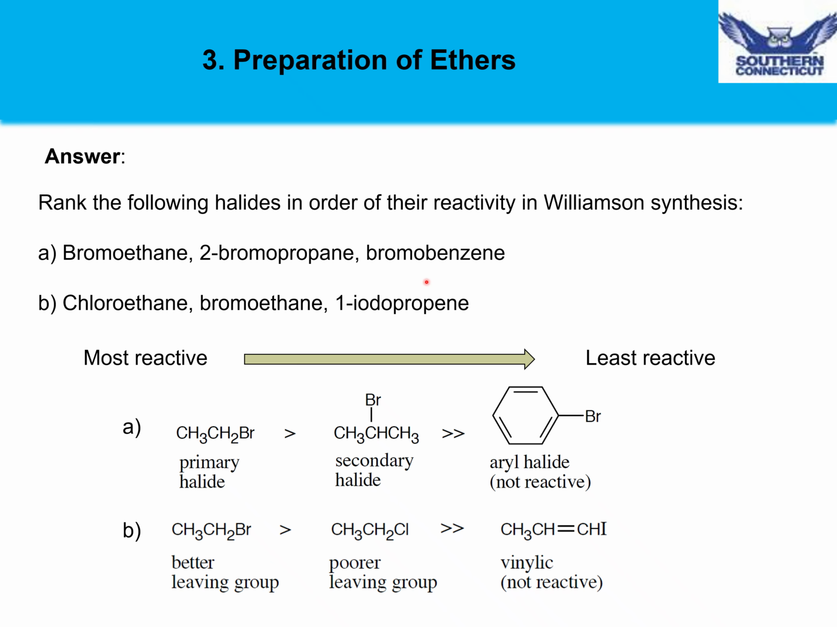So 1-iodopropene would be the worst electrophile, or least reactive electrophile. Chloroethane would be the next least reactive, and bromoethane would be the most reactive alkyl halide in this group.